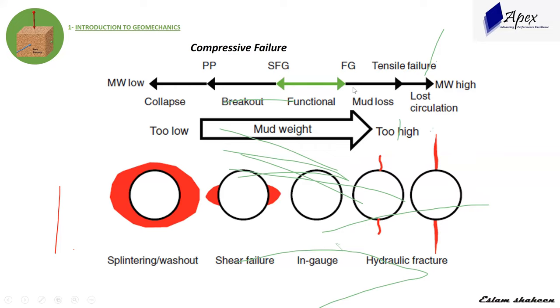After it gets extremely high, we have what we call loss of circulation. Loss of circulation arises from this fracture propagating away from the borehole and leads to complete loss of the mud column that I'm drilling with. Okay.